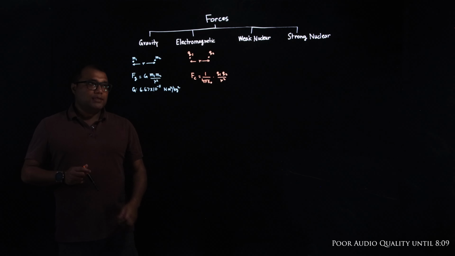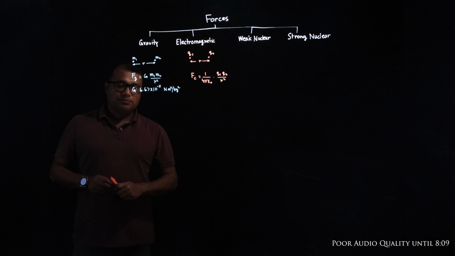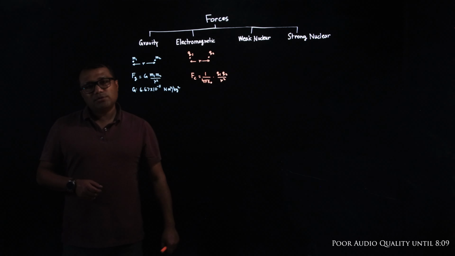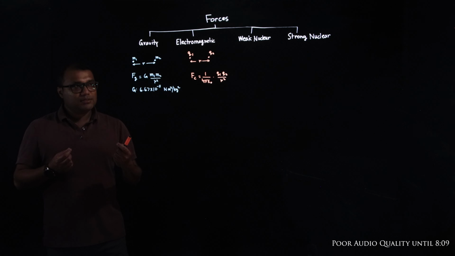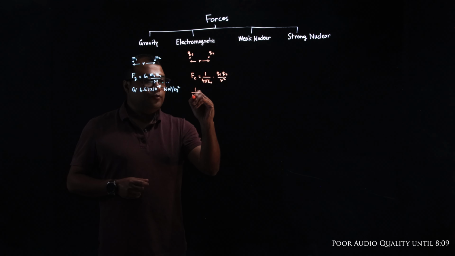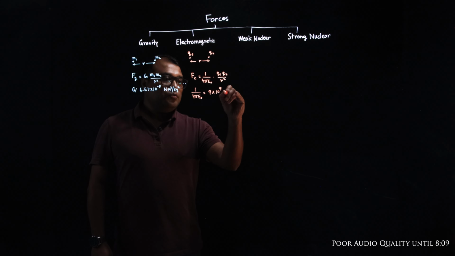So just remember this, that for Q1 and Q2, we will have to consider the sign. If it is a positive charge, it's positive. If it's a negative charge, it's negative. So it follows that the Coulomb force can be both attractive or repulsive. If it is opposite charges, one positive and another negative, then it's an attractive force. If both are of the same sign, then it's a repulsive force. Okay. Now this constant 1 by 4 pi epsilon naught is equal to 9 into 10 to the power 9 Newton meter square per Coulomb square.